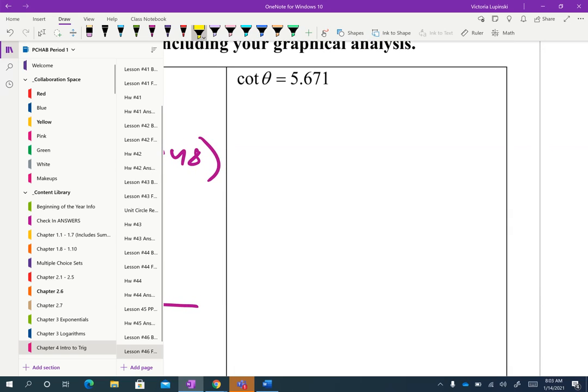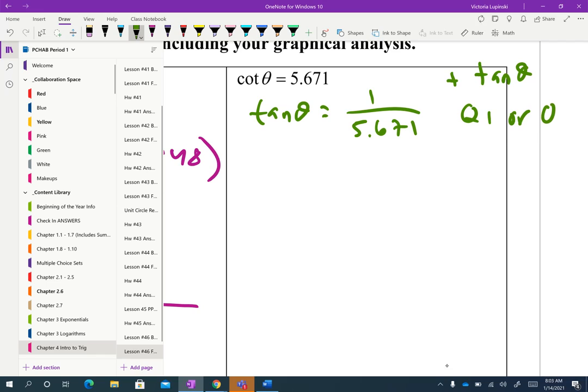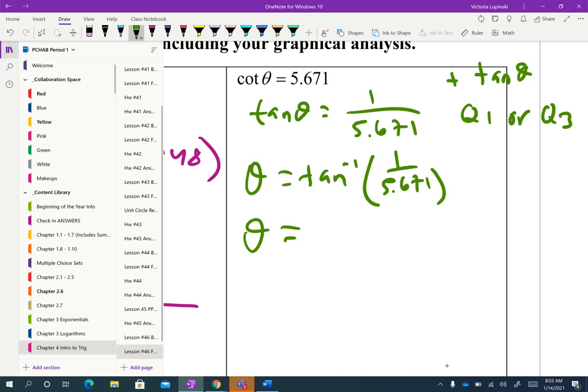Final problem of the day. This is a cotangent situation. Remember, cotangents aren't terrible, but we certainly prefer tangents. So I'm going to rewrite this as the tangent of theta equals 1 over 5.671. This is talking about a positive tangent. And hopefully you remember that positive tangents have to occur in either quadrant 1 or quadrant 3. So I'm going to do the inverse tangent of 1 over 5.671. If I do that in my calculator, I'm going to get an answer of 0.175.